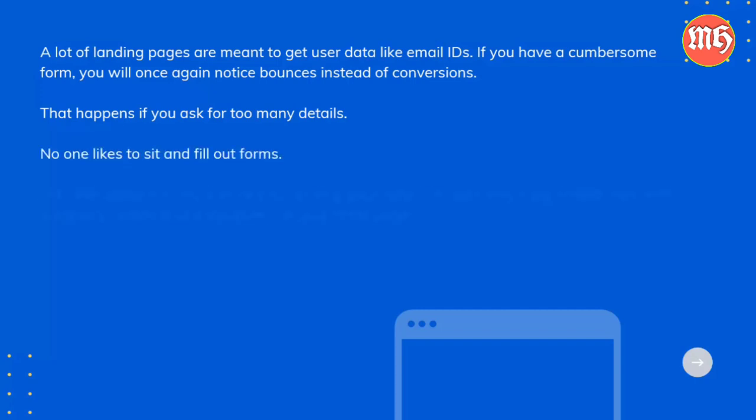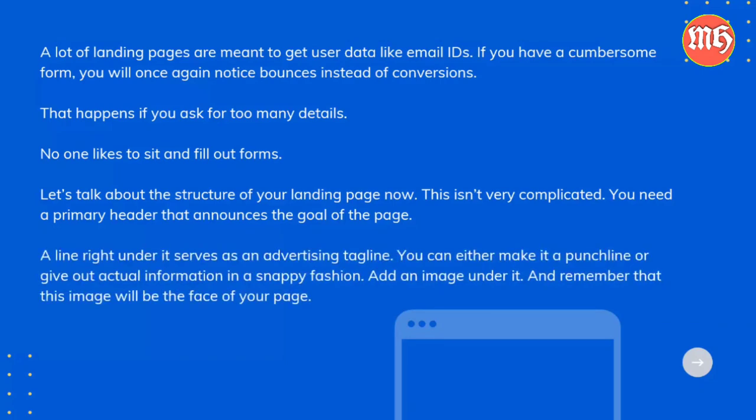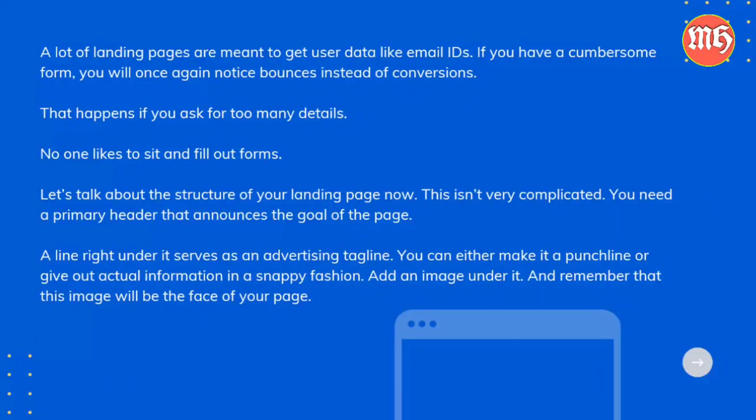Let's talk about the structure of your landing page now. This isn't very complicated. You need a primary header that announces the goal of the page. A line right under it serves as an advertising tagline. You can either make it a punchline or give out actual information in a snappy fashion. Add an image under it. And remember that this image will be the face of your page.